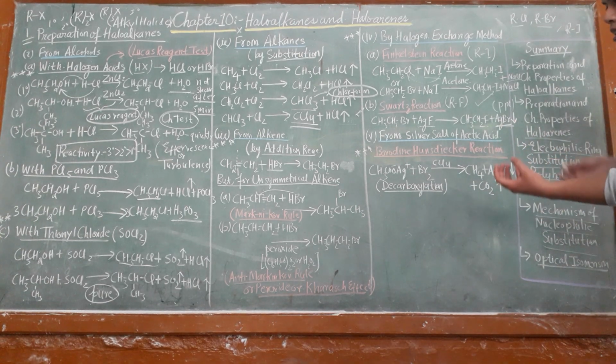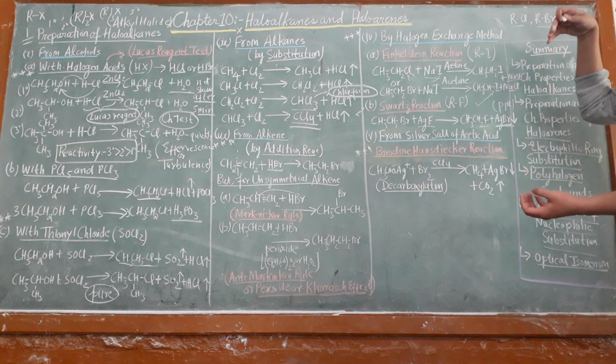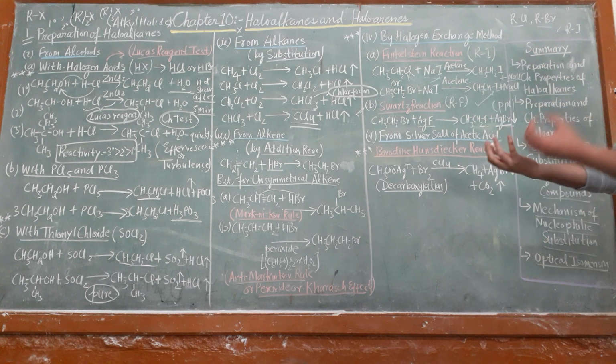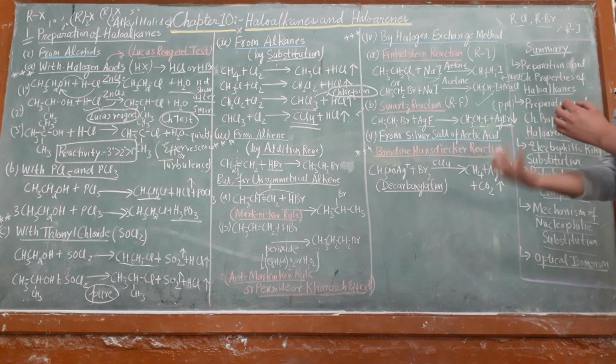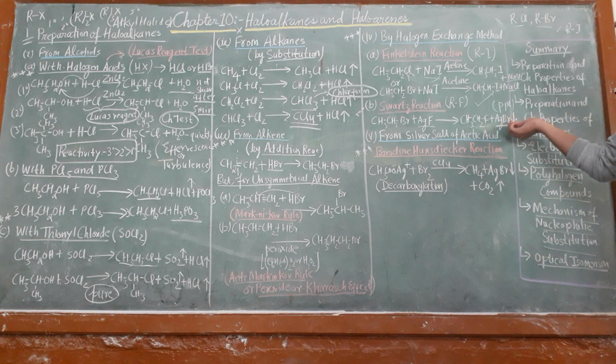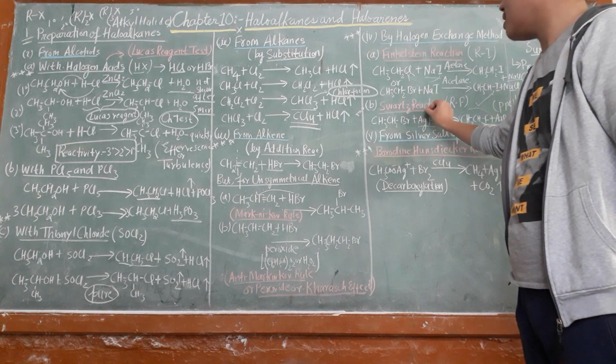The precipitate can be removed by sedimentation or filtration, so the product is pure. Otherwise the mixture would not have pure alkyl fluoride. That's why the Swarts reaction is very important.